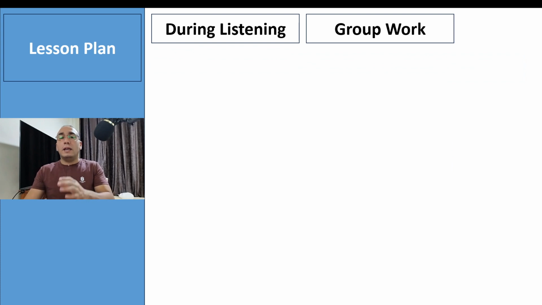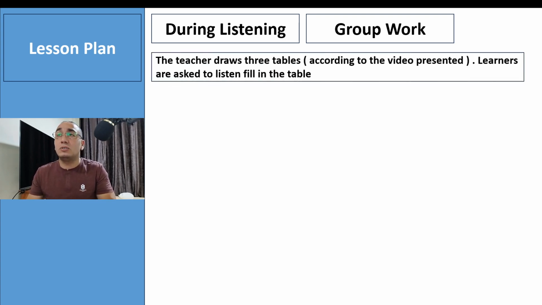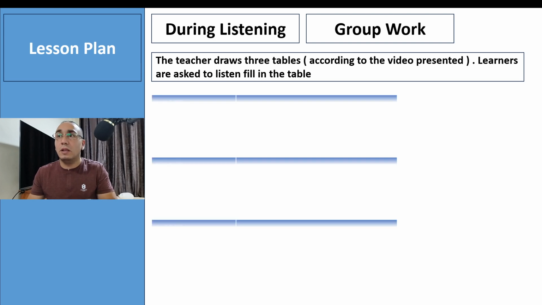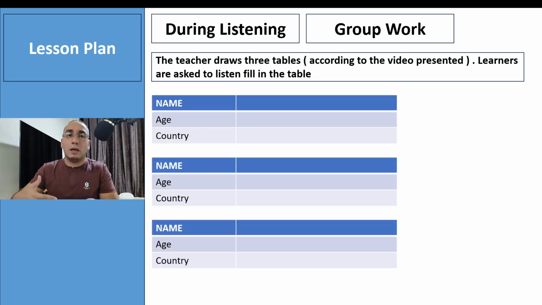During listening, it helps if it is group work because I really like group work. Even if I have 10 groups, I don't mind, because it usually makes my job easier. So the teacher draws three tables. This is according to the video presented. If you have in the video like five persons presenting themselves, you need five tables. And you ask your learners to fill in the tables. I will write these tables on the board and I will ask my learners also to write them in their copybooks, and they start listening.